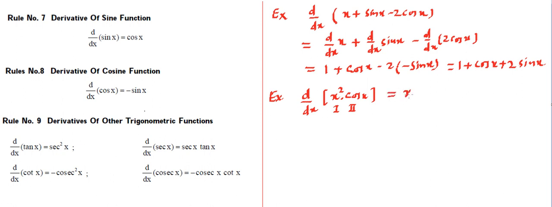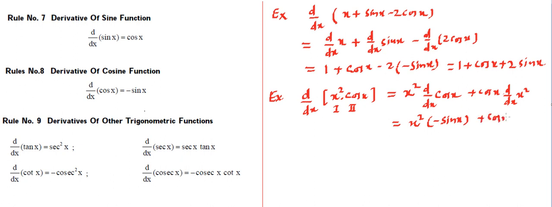So we will be writing the first function as such. We will be differentiating the second function, which is cos function. We will be writing the second function as such, which is cos function. We will be differentiating the first function, which is x square. Now you'll find all these differentiations are formulas that we know. So this is x square, cos x after differentiating becomes minus sine x, plus cos x as such. Differentiation of x square is 2x. That's done. So finally we got the answer as minus x square sine x plus 2x cos x.